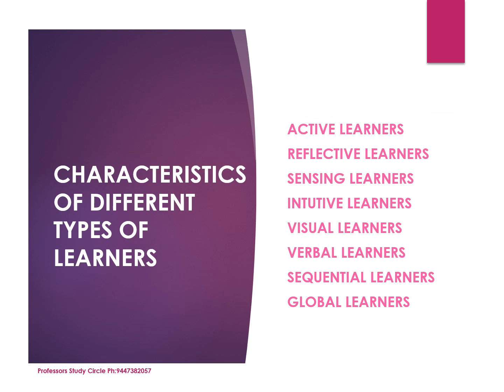Now we are further classifying the characteristics of different learners based on their types. For this purpose, we are dividing learners into different types like active learner, reflective learner, sensing learner, intuitive, visual, verbal, sequential, and global learners.